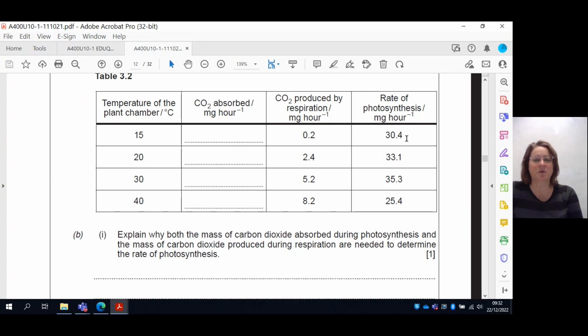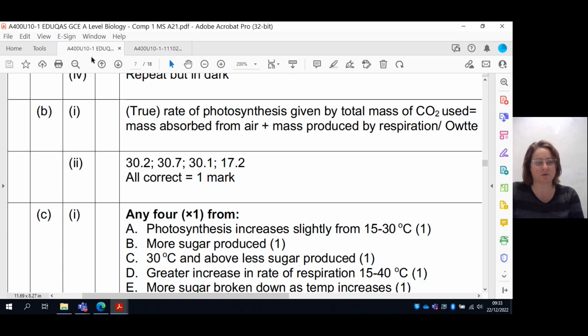So your 30.4, take away your 0.2 to get to that number. Literally take the rate of photosynthesis number, take away the respiration number, because it's literally how much carbon dioxide is absorbed, how much is made, and then what's overall absorbed. If you want to pause the video on the numbers for a second, you can do that.